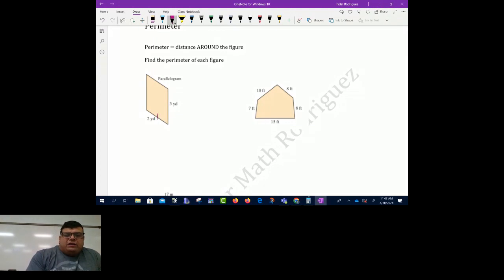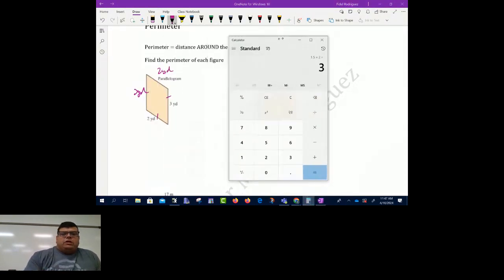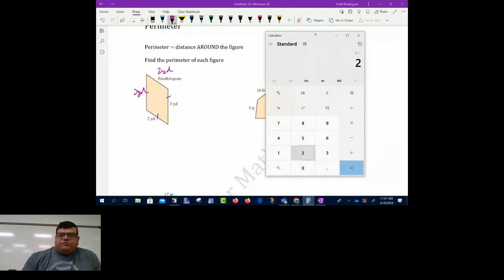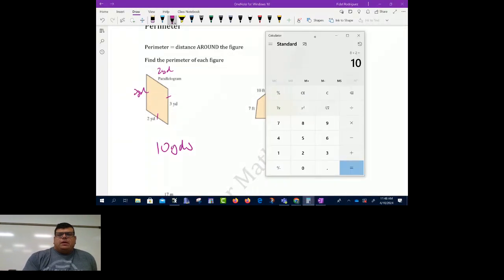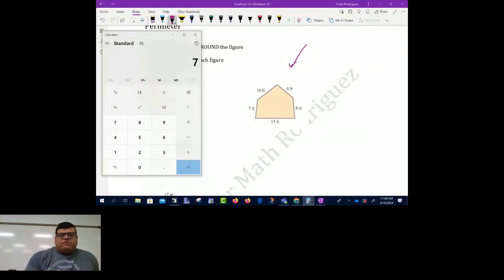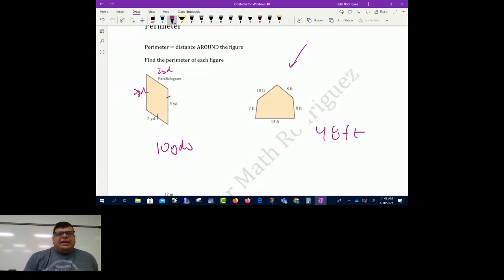Look, y'all, if this side is 2 yards, I know that side is 2 yards. And if that side is 3, that side is also 3, right? So look, let's just add them all up. So 3 plus 2 plus 3 plus 2, 10 yards, right? Okay. Y'all, same thing here. It kind of looks like a home plate, right, in baseball. So we're just going to add those numbers together. 7 plus 10 plus 8 plus another 8 plus 15. Y'all, that looks like it's 48 feet, right? And again, I'm just adding up all the pieces around, okay?